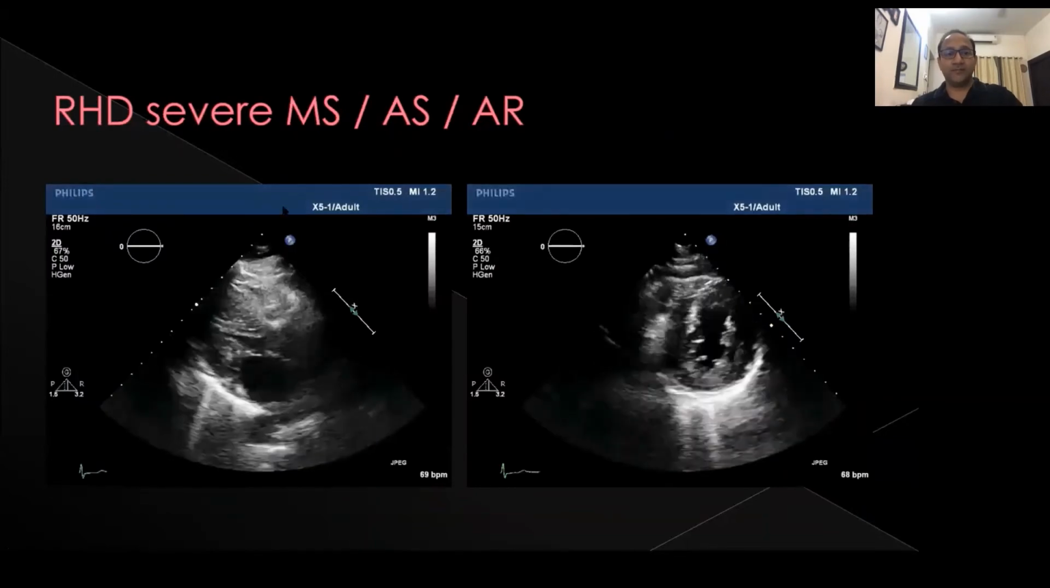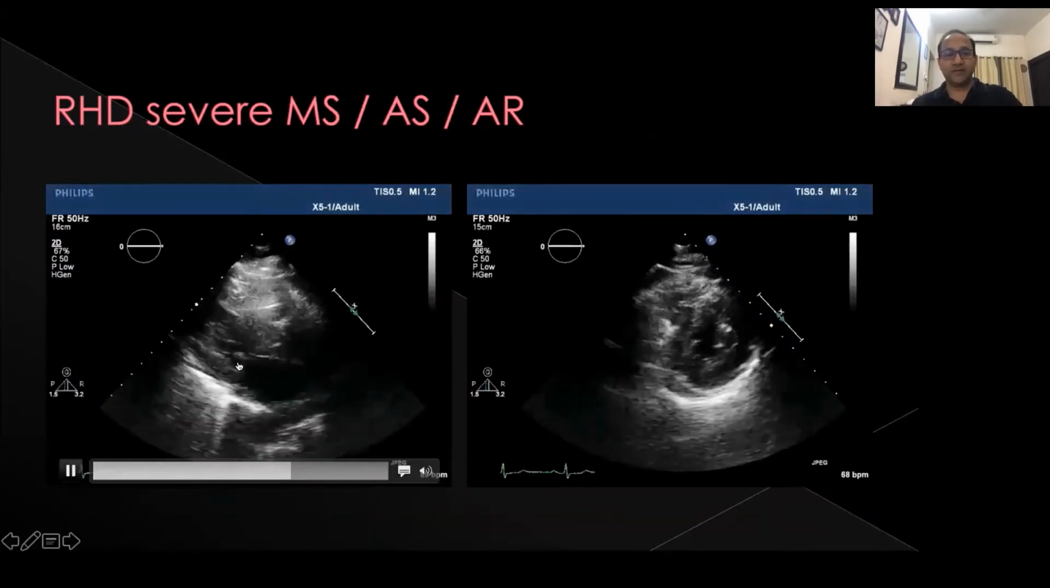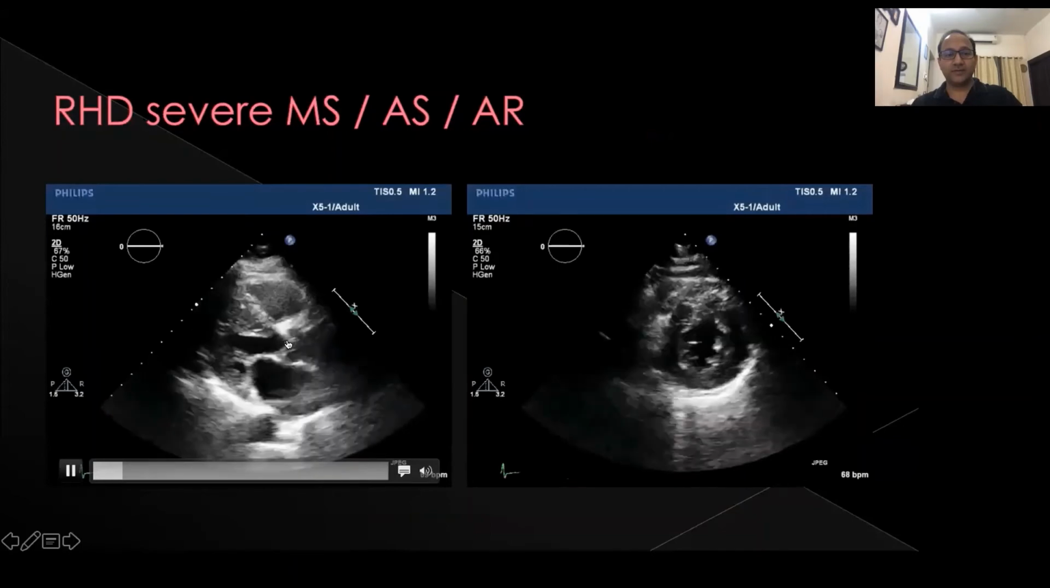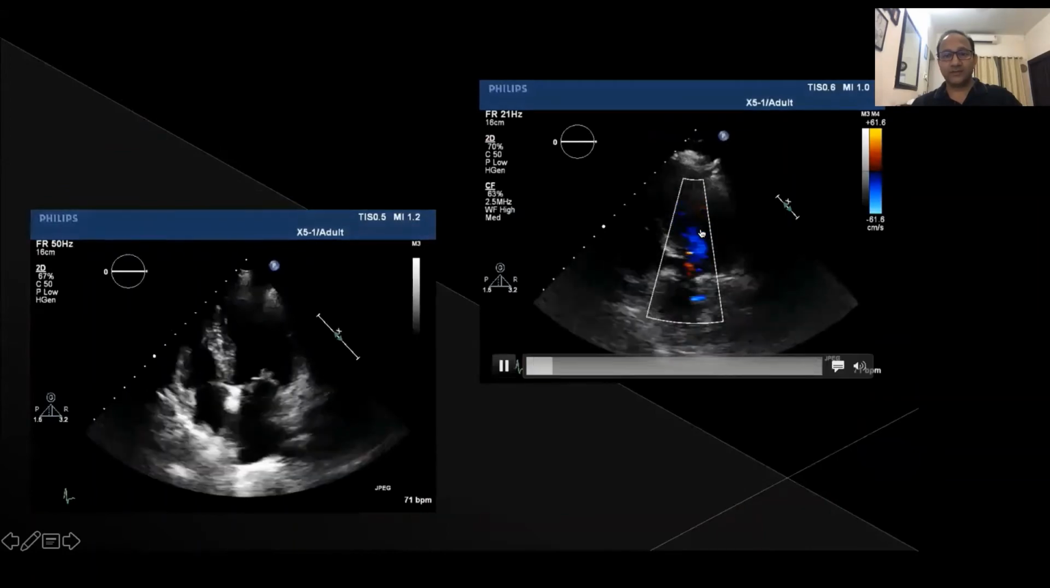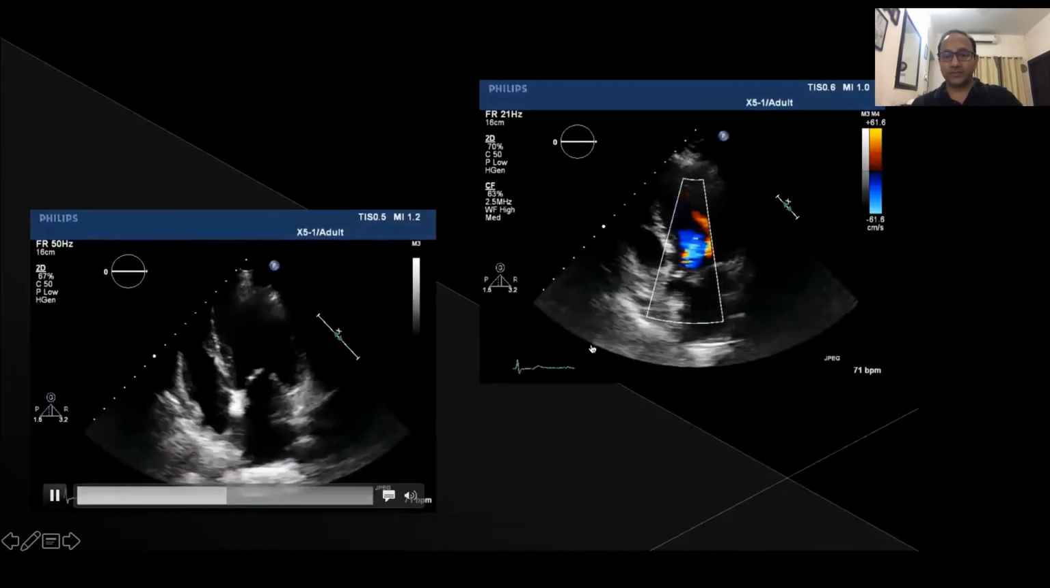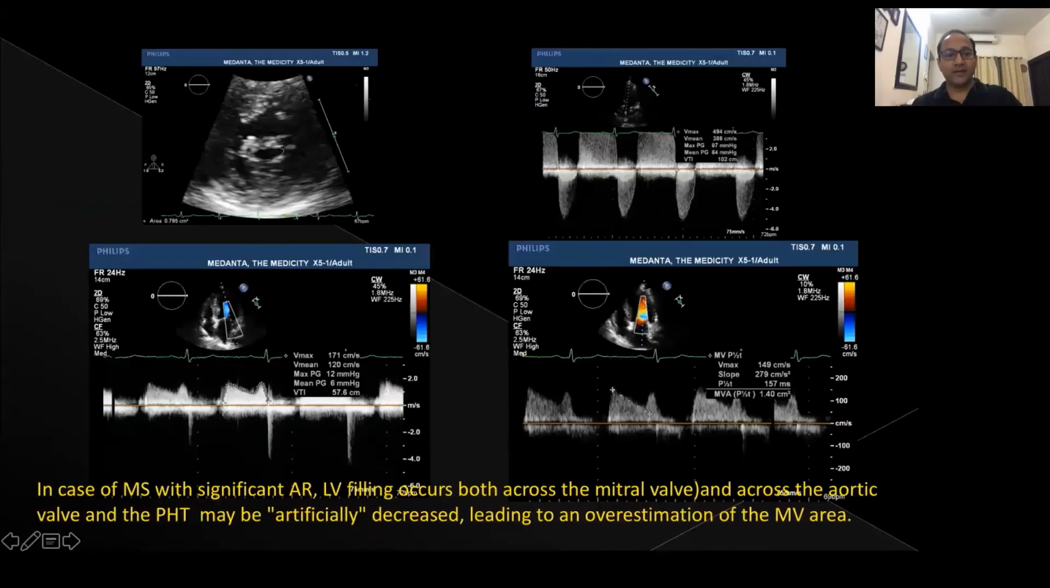Let's take an example of multivalvular heart disease. You have mitral valve stenosis here. There is some aortic valve stenosis as well. There is some aortic regurgitation as well. In 4-chamber, you can see that. If you have a significant aortic regurgitation, the LV filling occurs both from the mitral valve during diastole as well as from the aortic valve. And the pressure half time will be artificially decreased because the left ventricular end diastolic pressure will be higher. So there will be overestimation of the mitral valve area.